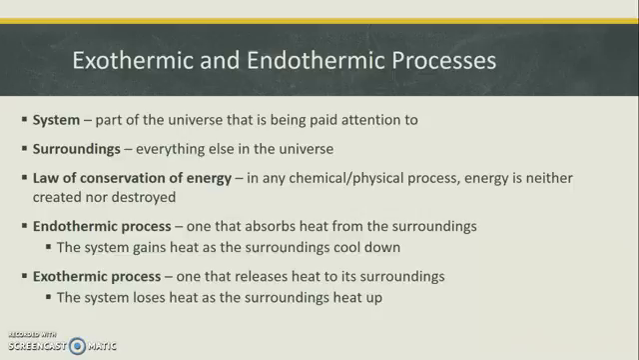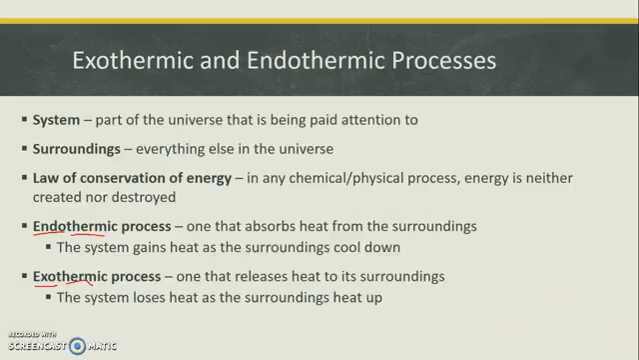And then you have endothermic and exothermic. Anytime you see endo, we just did these words in the last chapter. Endo means in, exo means out, therm refers to heat. So if you have an endothermic process, you have basically heat going in. I said one that absorbs heat from the surroundings. So the system gains heat and the surroundings cool down. Exothermic means heat goes out, so it releases heat to the surroundings. The system will lose the heat as the surroundings heat up.